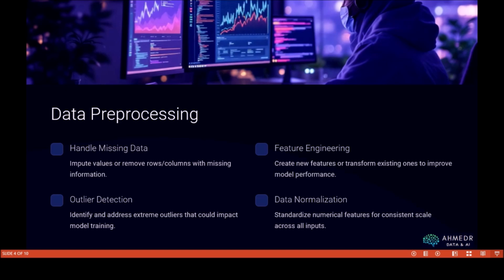A key step here is called data normalization or standardization. Standardizing the numerical features like age and cholesterol level to have a zero mean and unit variance, or normalize them to a 0 to 1 range.